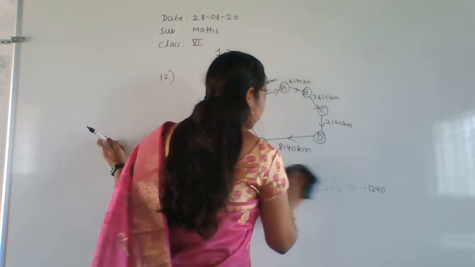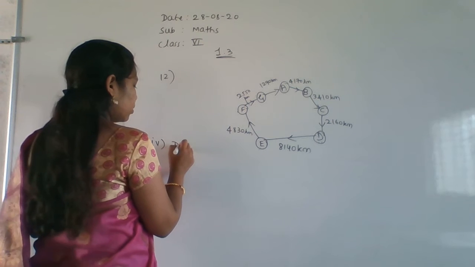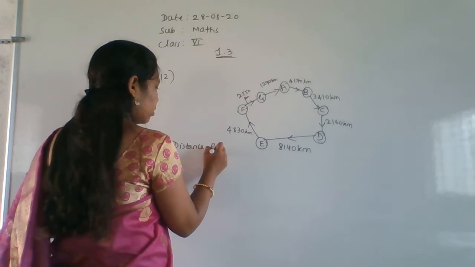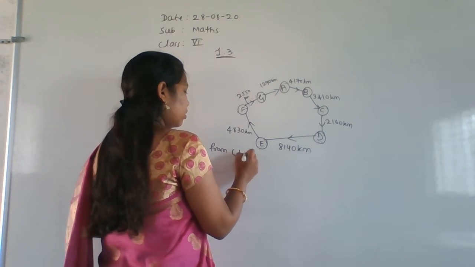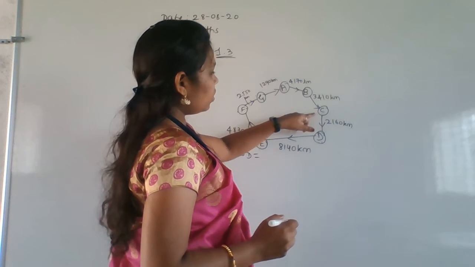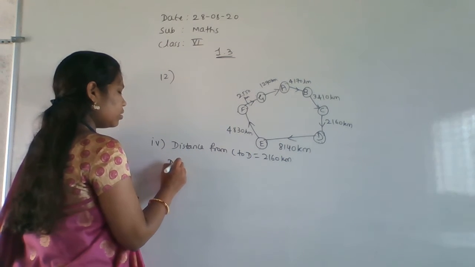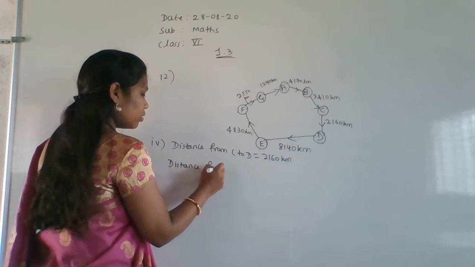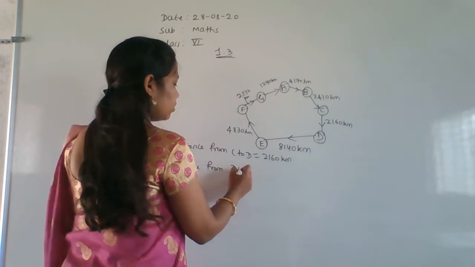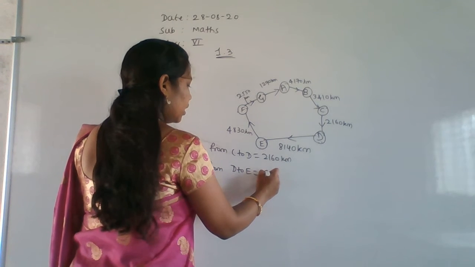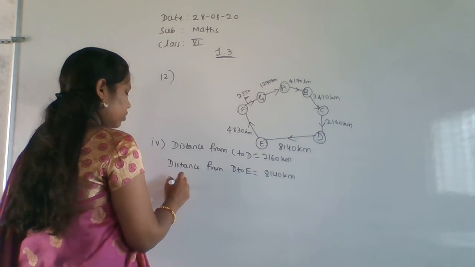Fourth one, distance from what they given here? C to D. C to D is how much? C to D is 2160 kilometers. Next, distance from D to E. D to E is how much? 8140 kilometers. Okay. Now take the difference.